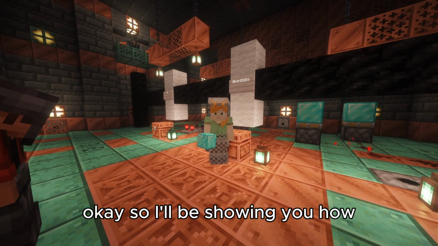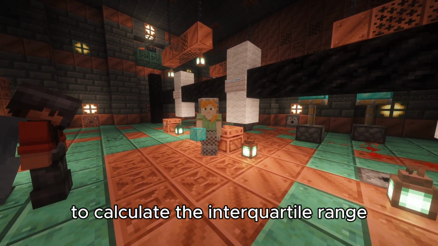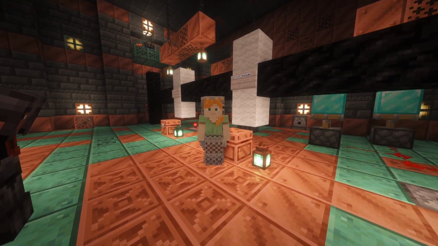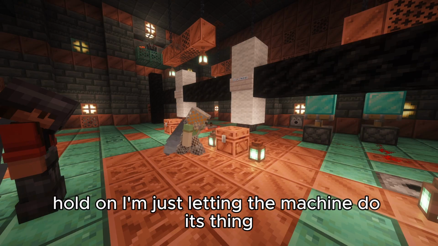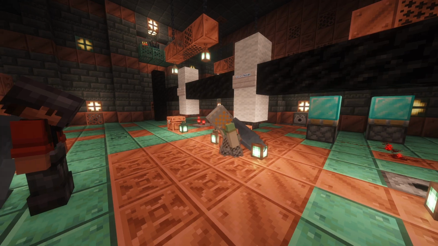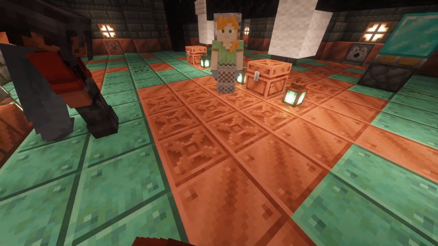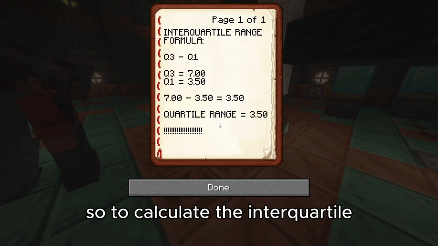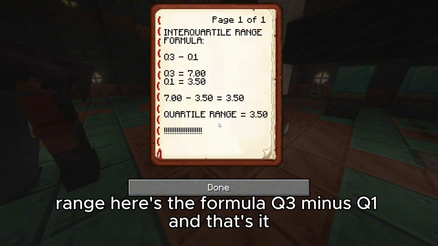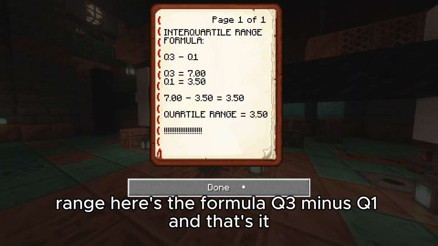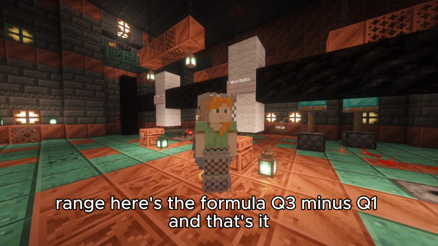Okay, so I'll be showing you how to calculate the interquartile range. Hold on, I'm just letting the machine do its thing. And it's done. So to calculate the interquartile range, here's the formula. Q3 minus Q1. And that's it.